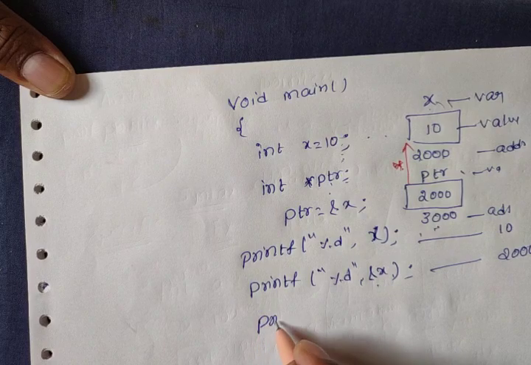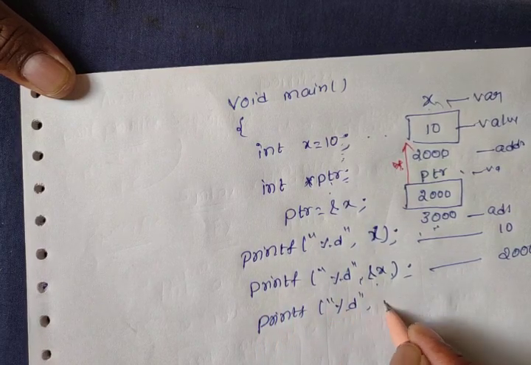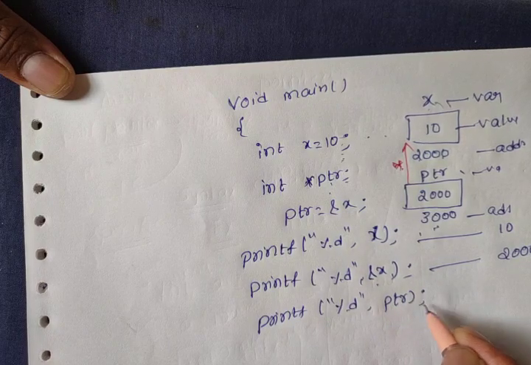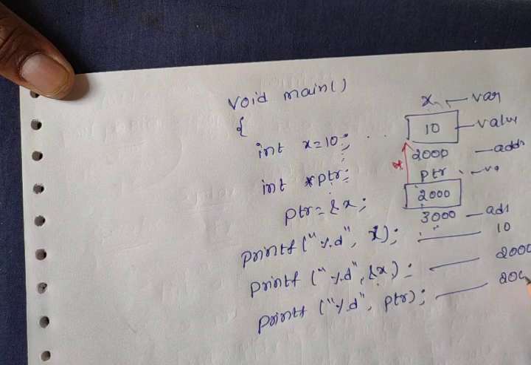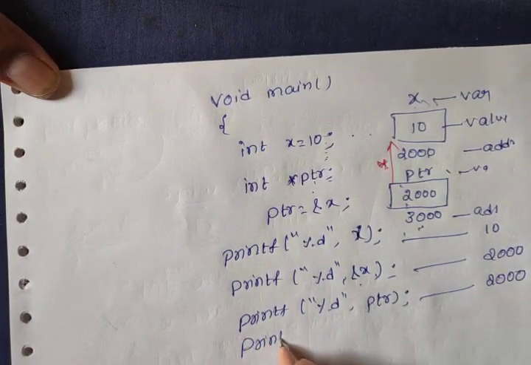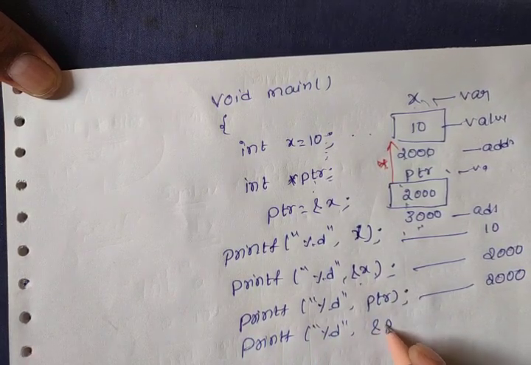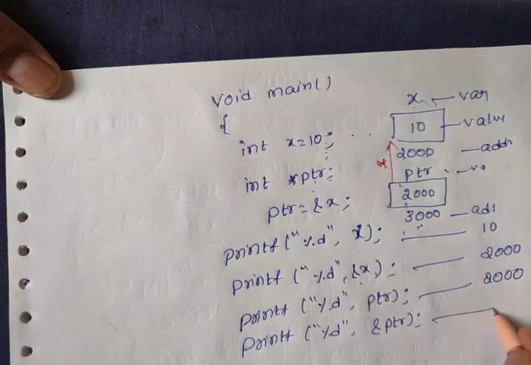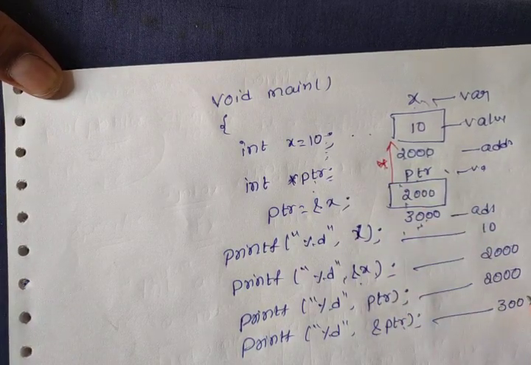Then after that, printf %d ptr. What does ptr contain? ptr means 2000, so it also displays 2000. Then I am using one more, printf %d ampersand ptr, that means the address of ptr. The address of ptr is 3000.